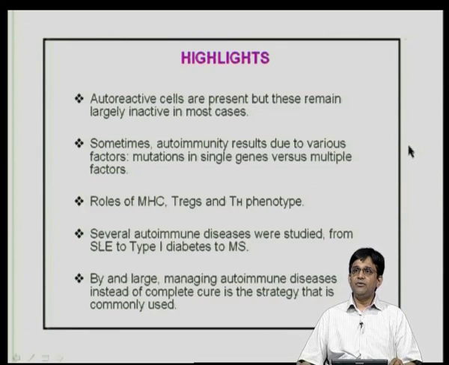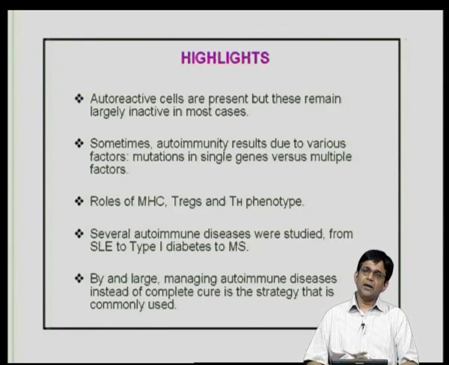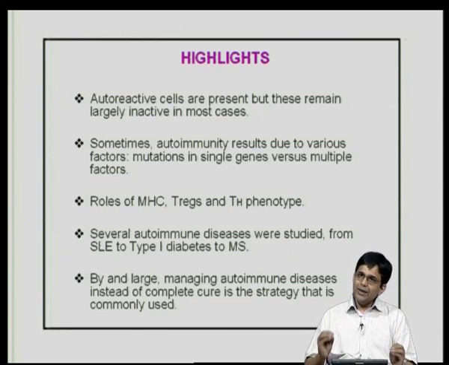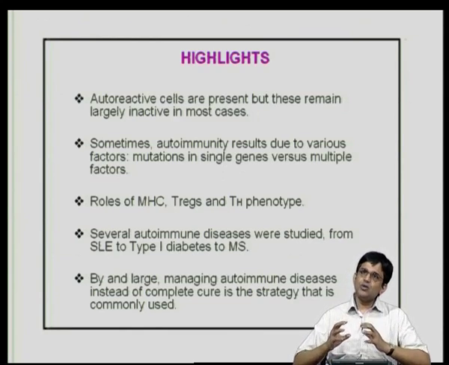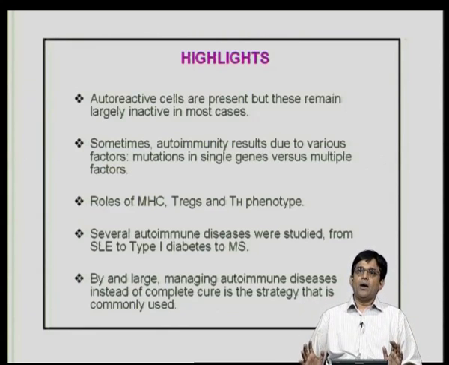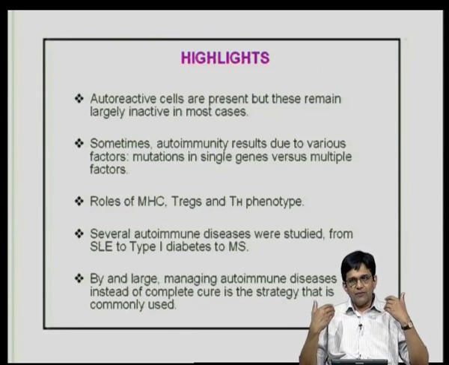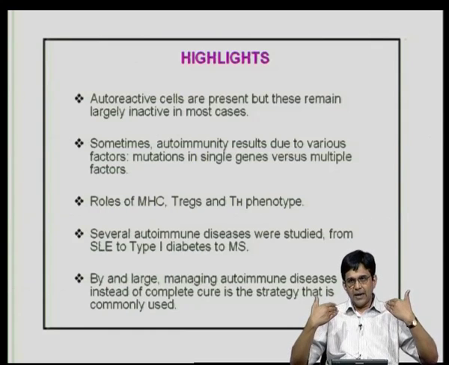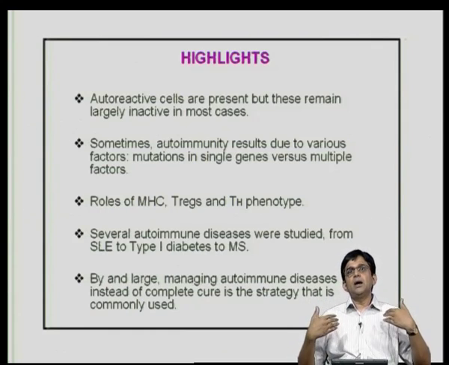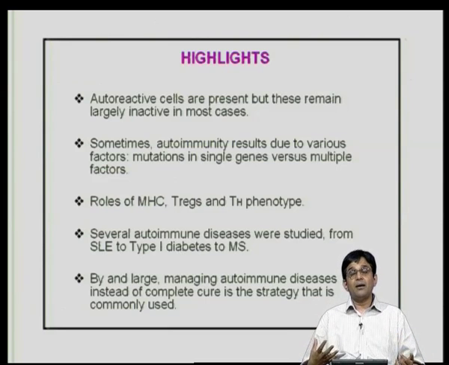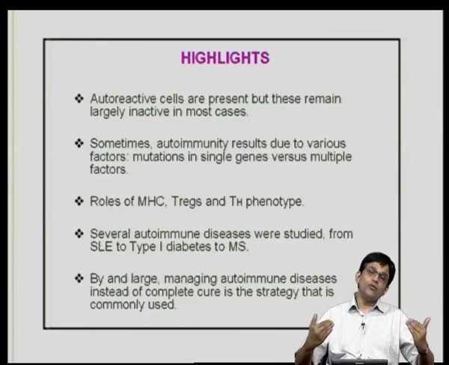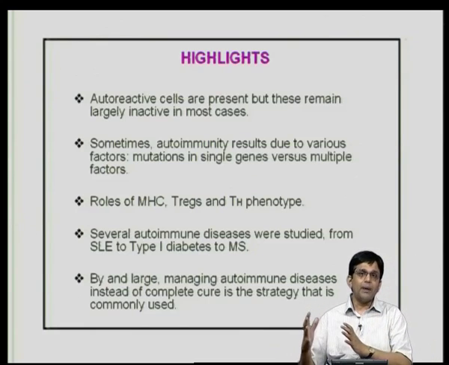So, we will just briefly go over some of the highlights of today's class. The first important thing that we need to discuss is that by and large the immune system works very well, but only in a minority of cases it actually results in autoimmune disease. This is not to say that the immune system is perfect. We do have autoimmune cells within us. In the process of generating an immune response, perhaps some autoimmune cells are generated, but those do not take over and result in disease. It does so only in a minority of cases.